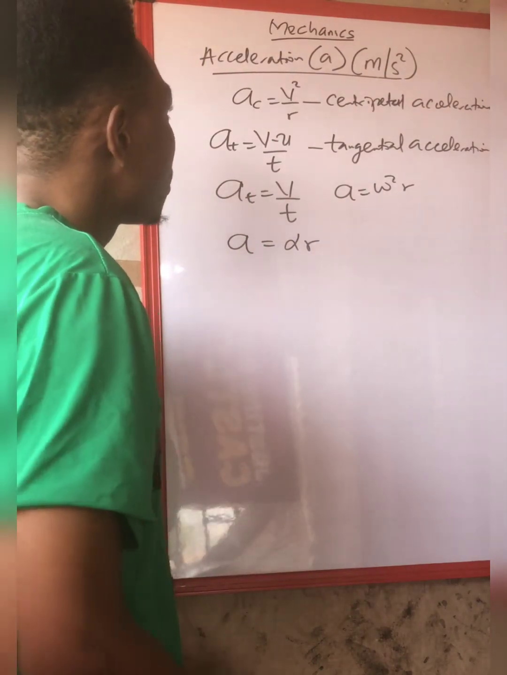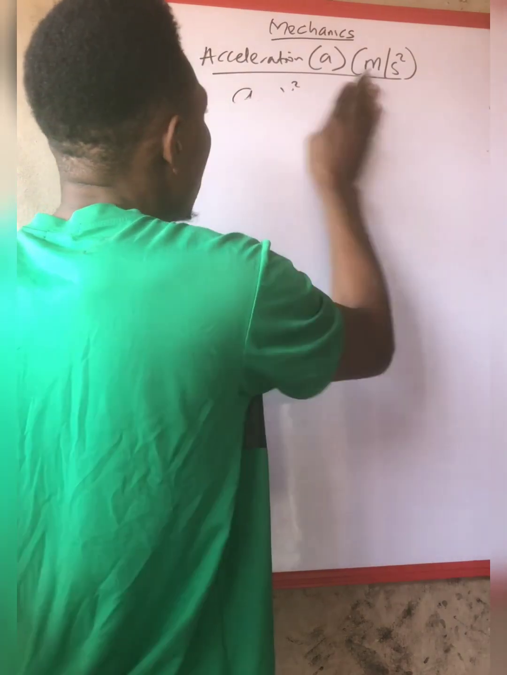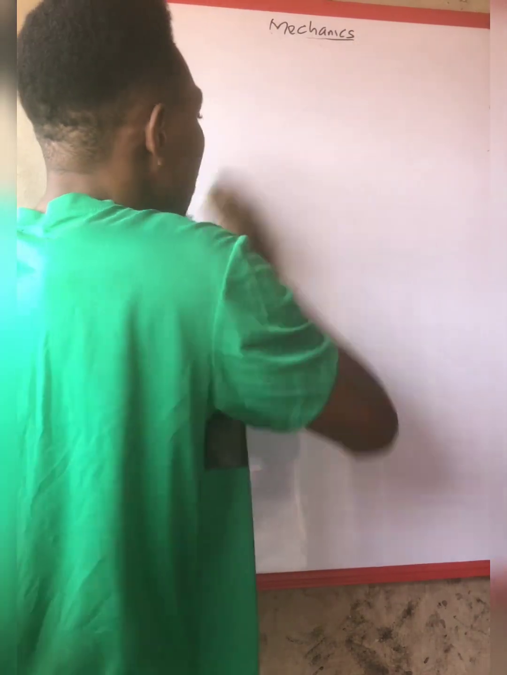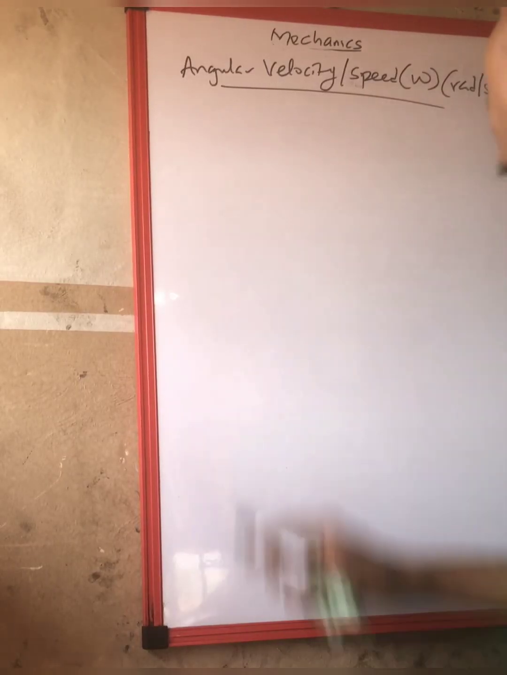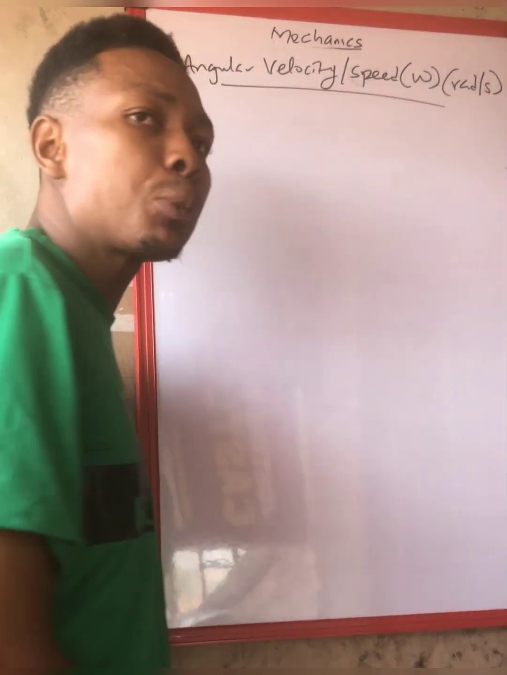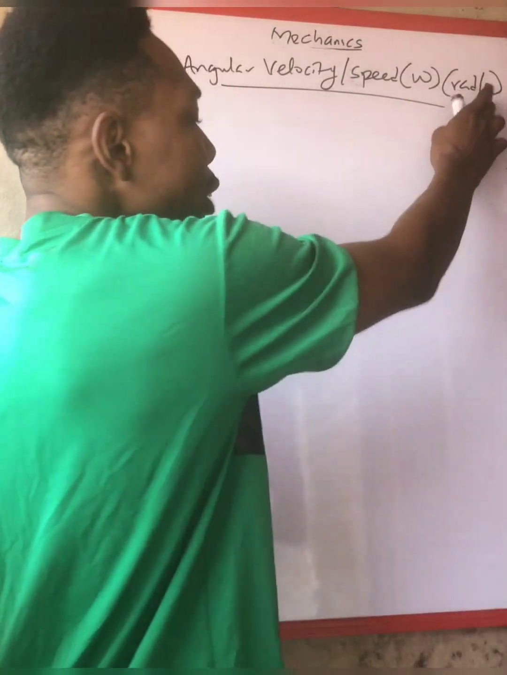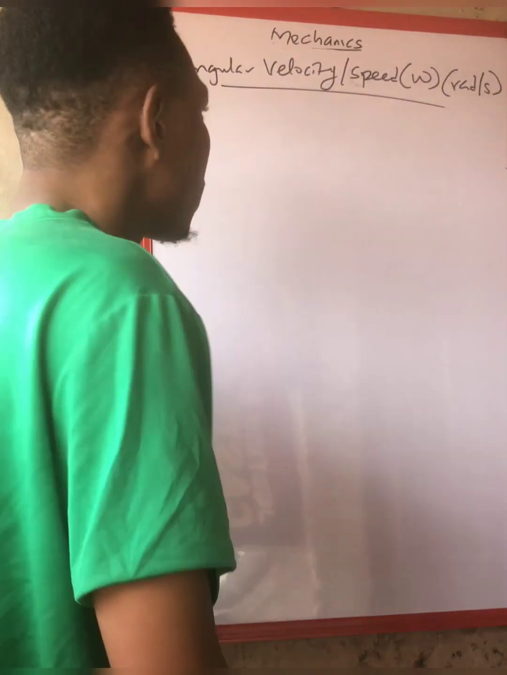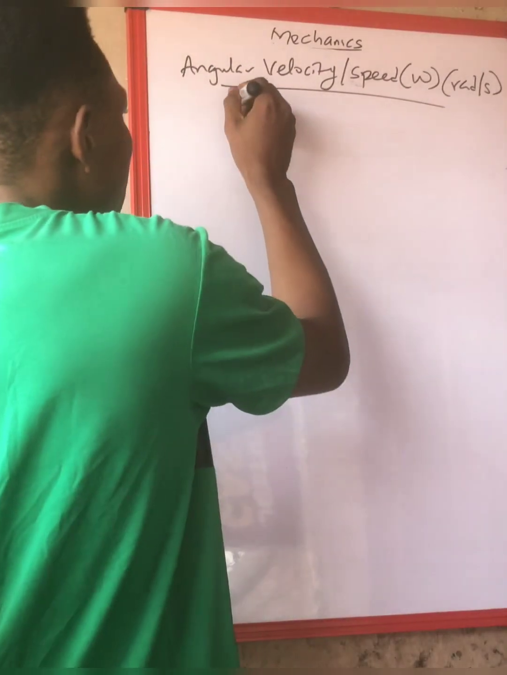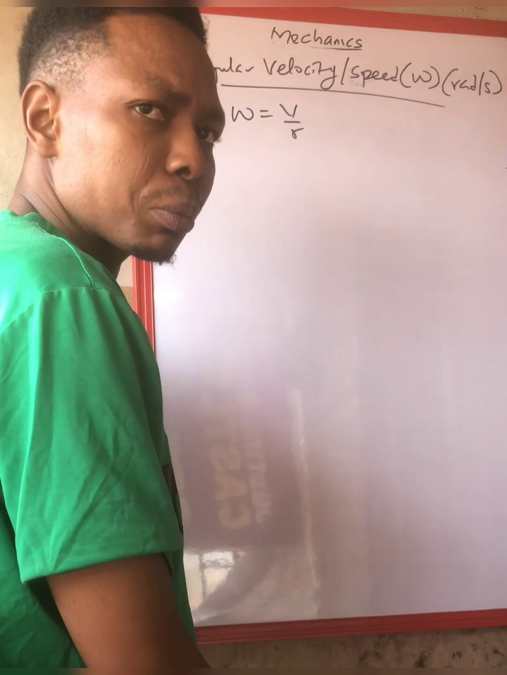So let's move down to angular speed. The next one is angular velocity, or you can call it angular speed. The symbol for it is W, and the SI unit is radians per second. Now our W is equal to V over R.